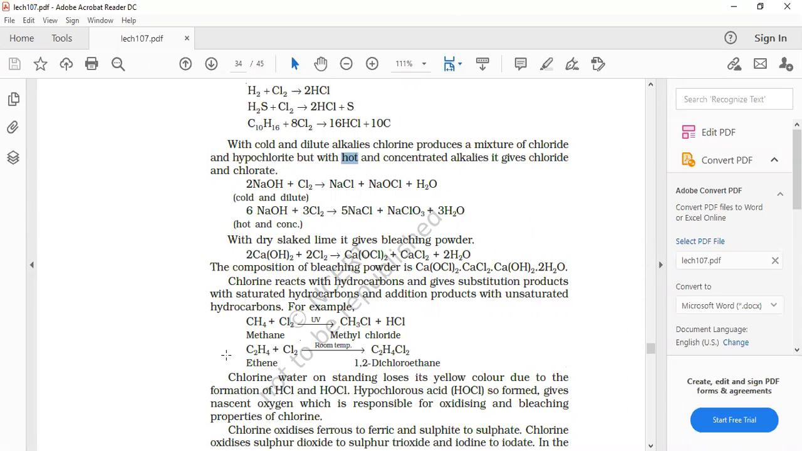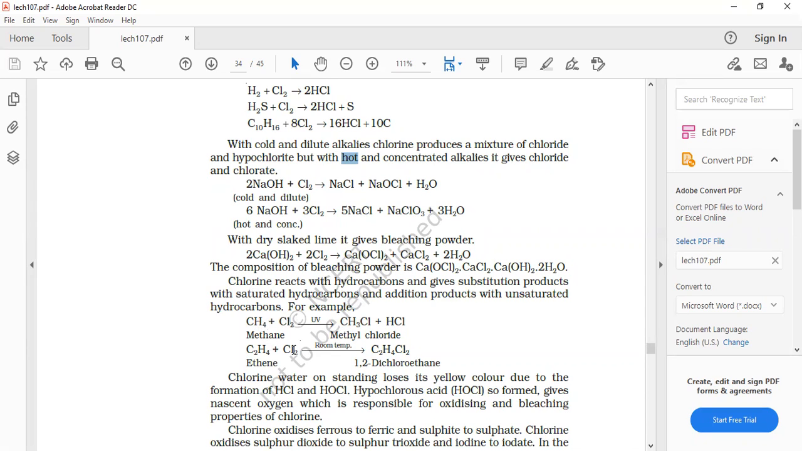See, with saturated hydrocarbon, it gives a substitution product, meaning one chlorine is added and one element from the hydrocarbon is removed. So whenever alkane reacts with chlorine, it forms an addition product, sorry, substitution product. CH4 plus Cl2 gives CH3Cl, that is methyl chloride, and HCl gas.